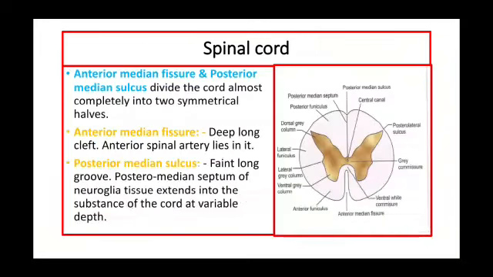So we take a section of the spinal cord. We are going to see the anterior median fissure and posterior median sulcus. Both these divide the cord almost completely into two symmetrical halves. The anterior median fissure is a deep long cleft which contains the anterior spinal artery. The posterior median sulcus is a faint long groove. So this contains the neuroglial tissue.